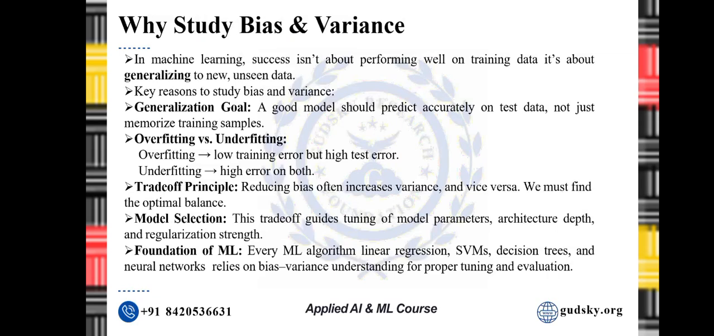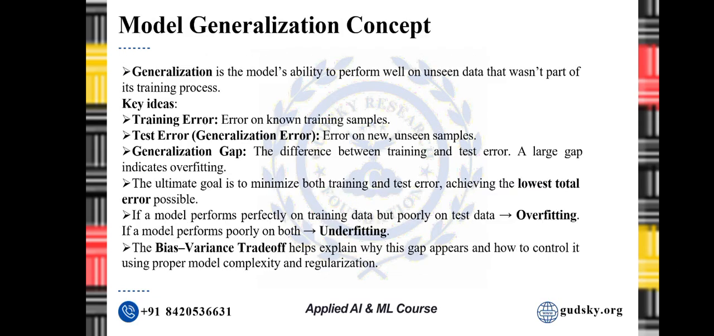Okay, and next, the model generalization concept. Now that we know why bias and variance matter, let's understand generalization, one of the most powerful ideas in ML. Generalization is simply a model's ability to perform well on new data that wasn't used in training.